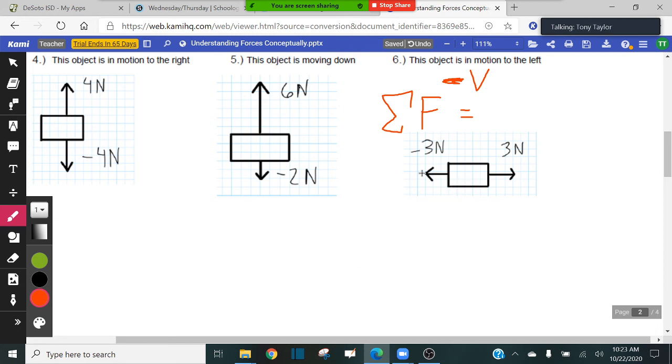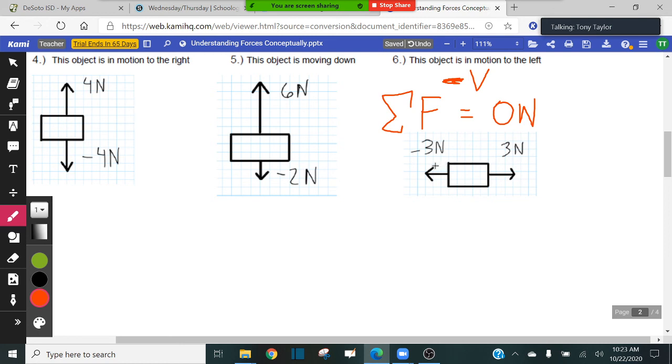Guys, if you combine these forces, -3 plus +3, what do you get? 0. Yeah, you get 0 newtons. Okay. So is this an unbalanced case or a balanced case? It's balanced, yeah. It's 0, because the sum of the forces is 0. So these forces balance each other out.